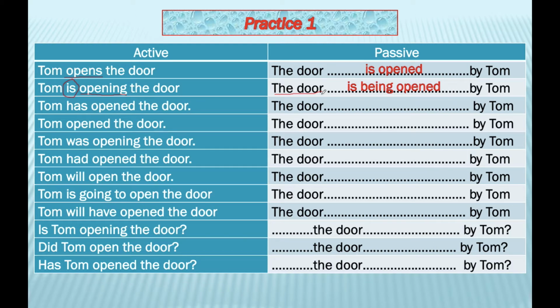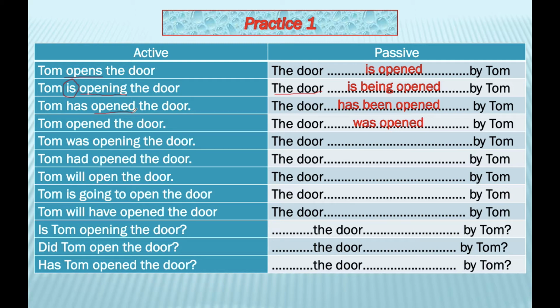Tom has opened the door. Certainly it's the present perfect. So we say the main verb here is, let's say, past participle. We don't change it, but we only added been. Like the door has been opened by Tom. Tom opened the door. Opened, it's in the past. And I think we have two forms of the past, either was or were. Here, because the door is singular and it's, let's say, the third singular, we are going to put was opened.